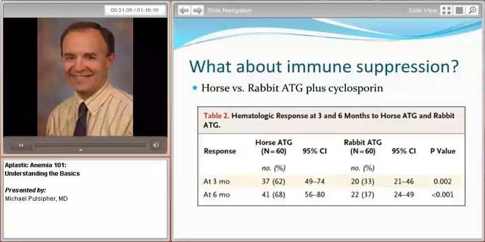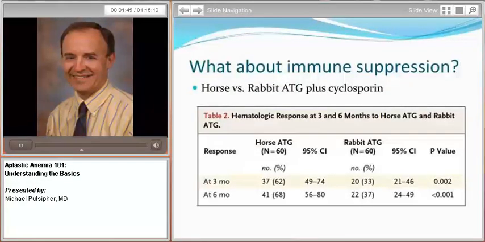Now, how about a comparison of horse versus rabbit ATG? There are two types of ATG products available in the United States right now. The first is horse, the second, rabbit ATG. They are very different products in that the rabbit ATG is longer lasting. It's a little bit more potent. As you can see here from a study that was performed by Neil Young's group at the NIH, patients who are treated with immune suppressive therapy have an approximately 60 to 70% chance of having some response when you get out to about 6 months.